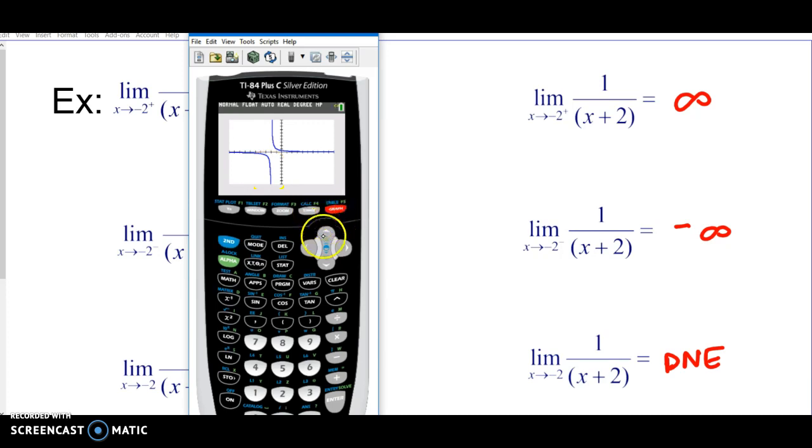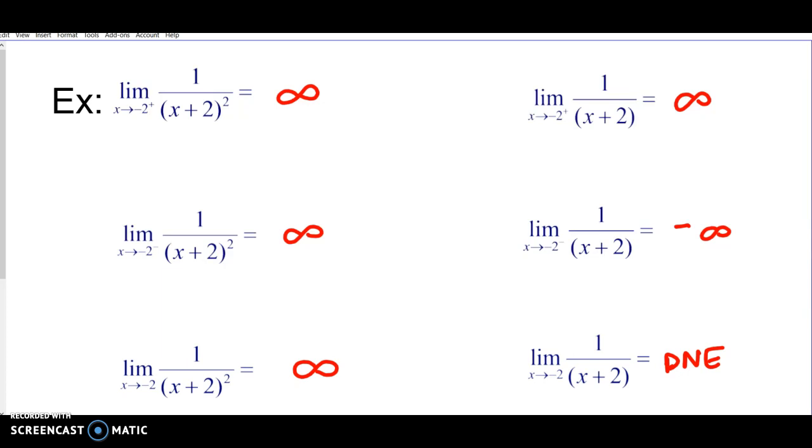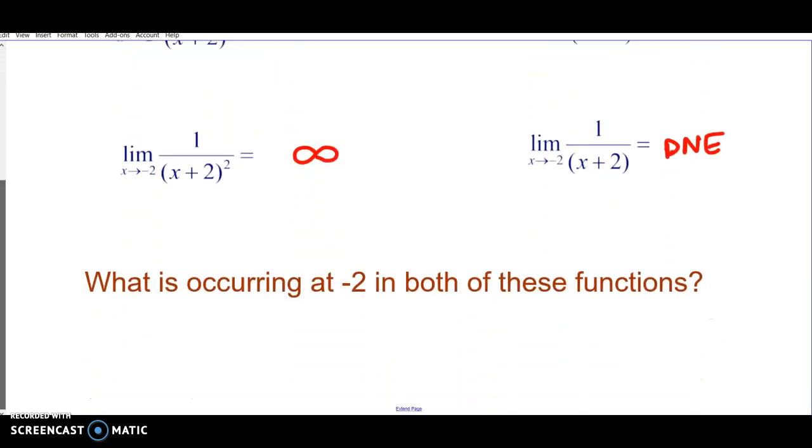I could also look at my table. Right? So you guys can kind of see that same behavior going on as we talked about in the last one. Okay? Again, these are descriptive limits. So what is occurring at negative 2 in both of these functions? Vertical asymptotes.